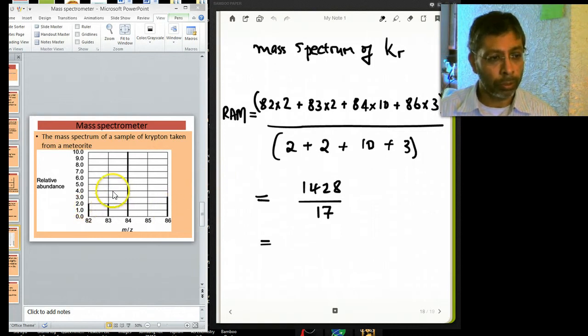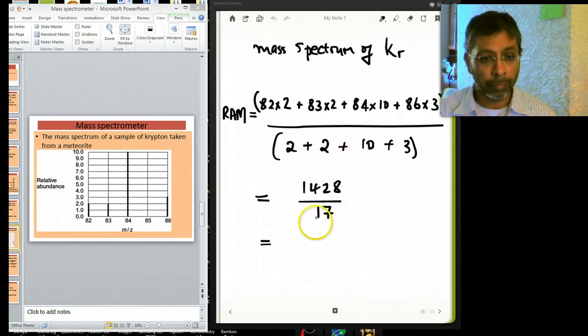So 2 plus 2 plus 10 plus 3. It doesn't say percentage, so it's not going to be 100. And there's the values, and you get this reading here, this calculation, the answer is 84, exactly 0.0.